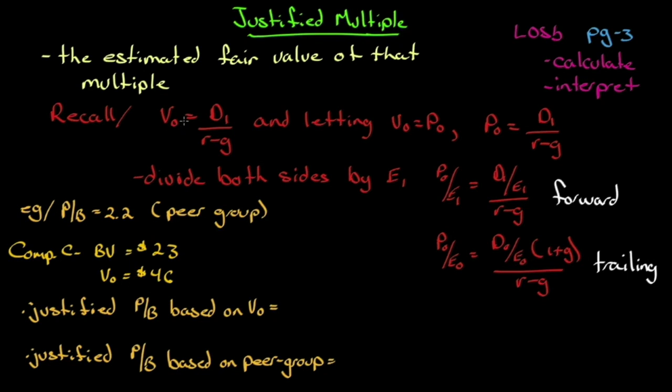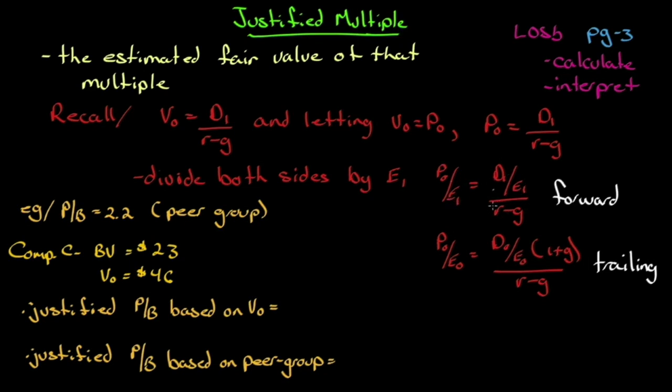The intrinsic value of a stock can be expressed in terms of 3 variables: the dividend, the discount rate, and the growth rate. So if we let the price stand in for intrinsic value, we can express the Gordon growth model in this formulation. We divide both sides by next period's earnings, divide by E1. We get a forward PE over here. The price today divided by earnings 1 period out, that's a forward PE.